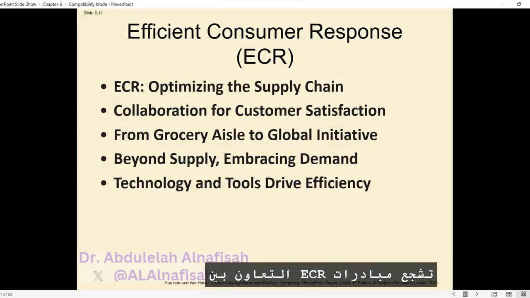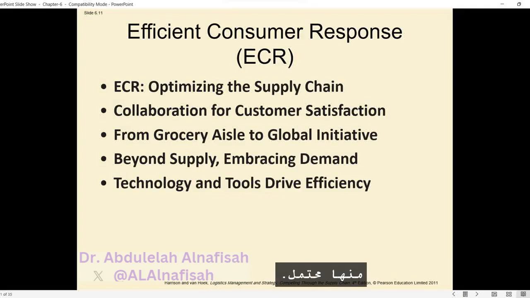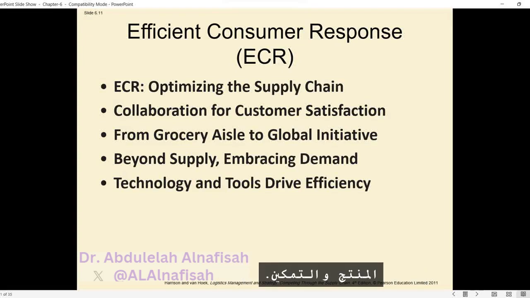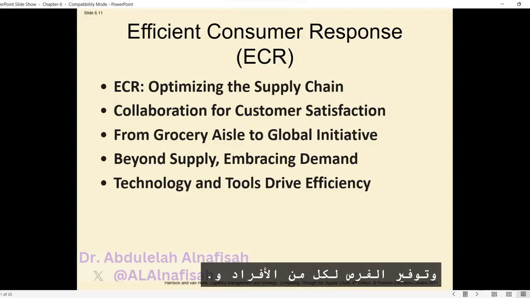ECR initiatives encourage collaboration between manufacturers and retailers, necessitating effective logistics strategies and the utilization of administrative and information technology. Customization of existing tools is crucial to maximize their potential. The main areas addressed under ECR initiatives include category management, product replenishment, and enabling technologies, offering opportunities for both individual and integrated improvements to enhance efficiency.